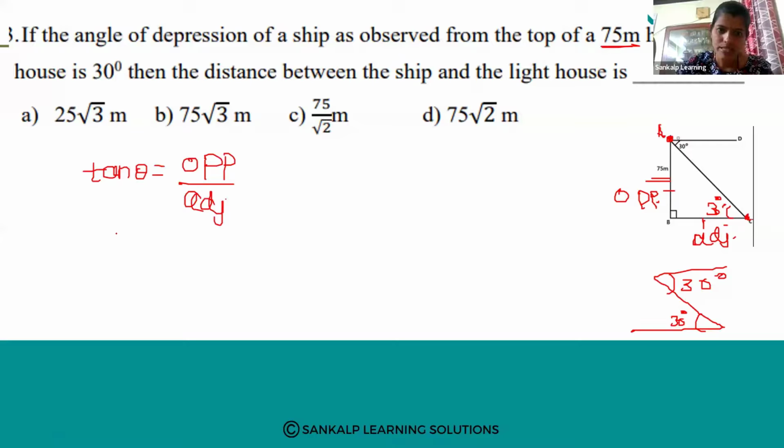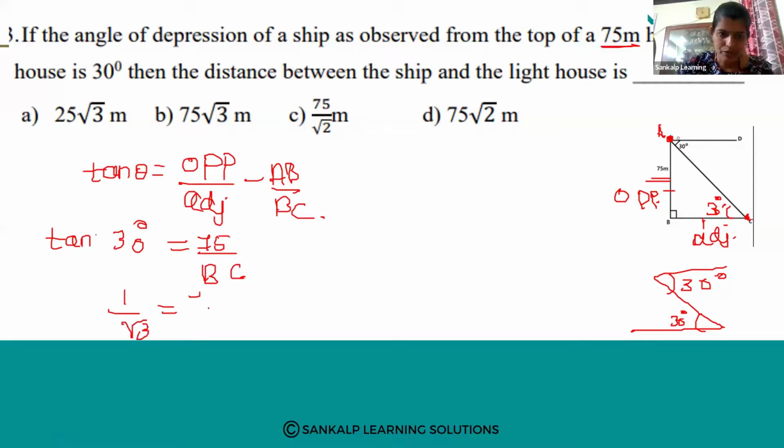So opposite side theta is 30 degree. So tan 30 degree is equal to opposite side, 75 meter, divided by adjacent side, BC. This is AB divided by BC. Okay, so tan 30 degree is 1 divided by root 3, equal to 75 divided by BC. So transfer this BC to this side, root 3 to this side. So you will get BC is equal to 75 root 3 meter.